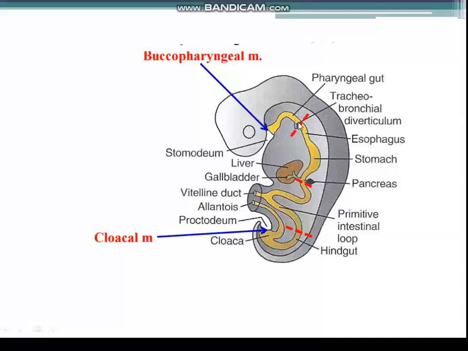So from the oropharyngeal membrane to the tracheobronchial diverticulum, we have the pharyngeal gut, or the pharynx. Then we have the foregut, which is located between the respiratory diverticulum and the liver bud, where we will develop the liver. So that will be the foregut.